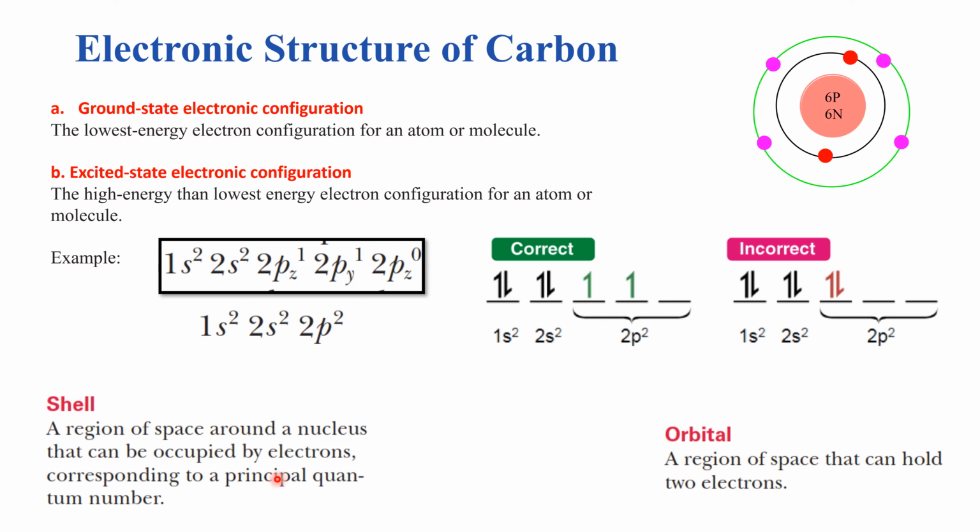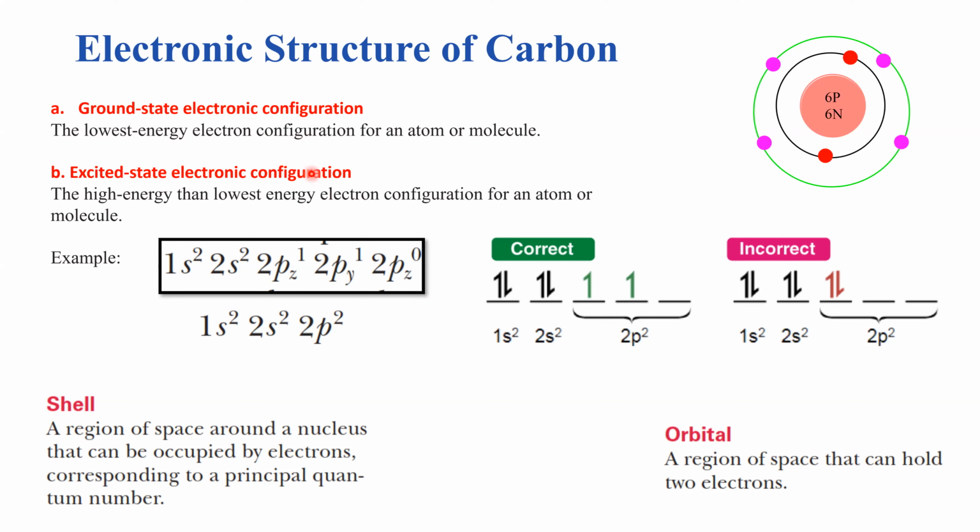So in a shell, we have the subshells and the orbitals. An orbital is basically a region of space that can hold two electrons. It is defined with a maximum of two electrons an orbital can hold, and it is the most specified space for the electron probability. And then on a larger scale, a number of orbitals sharing the same floor come under the shell.